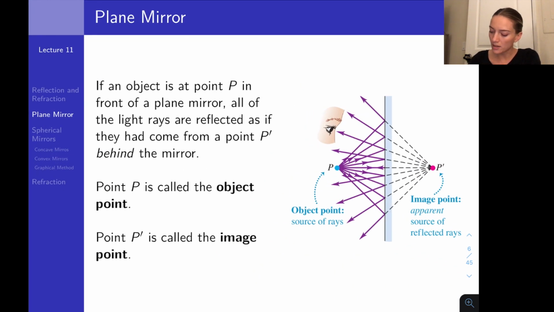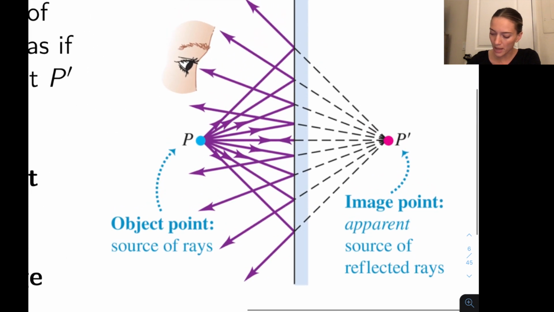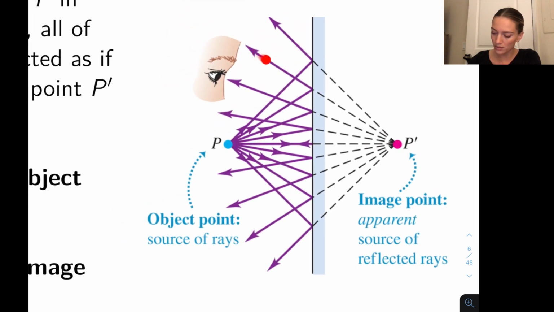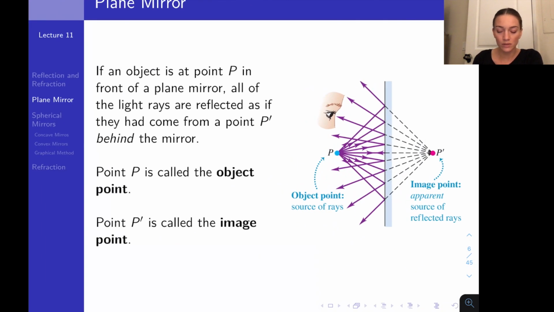And then if you notice, if you draw back all of these reflected rays, so these are all the reflected rays here, if you draw them back and just extend them back into the mirror, you'll see that they all converge on a point here. So we call that P prime, that's the image point. And that means that when you look in the mirror, it looks like these reflected rays are emanating from the image point, right? When you look at yourself in the mirror, it looks like those light rays are emanating from the you behind the mirror, right? So that's the image point, and that's what we call the apparent source of the reflected rays.